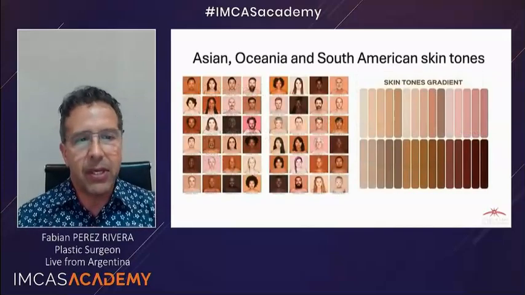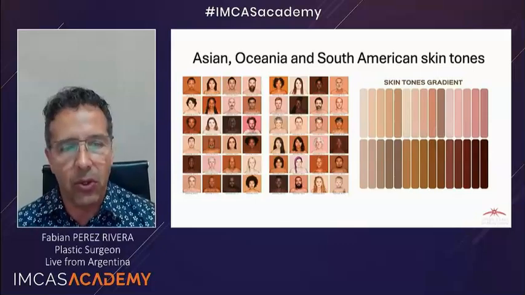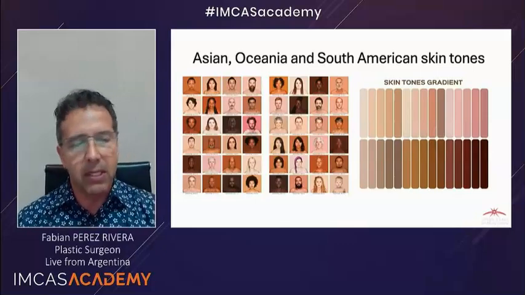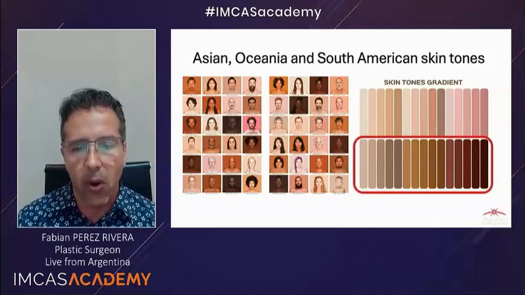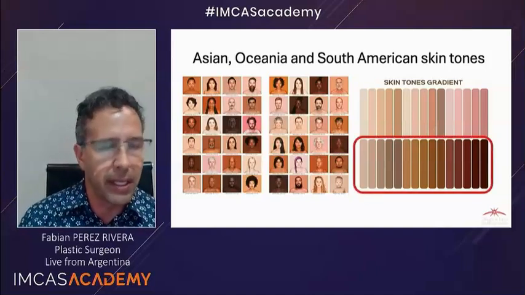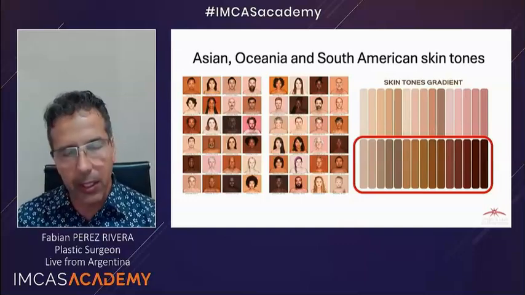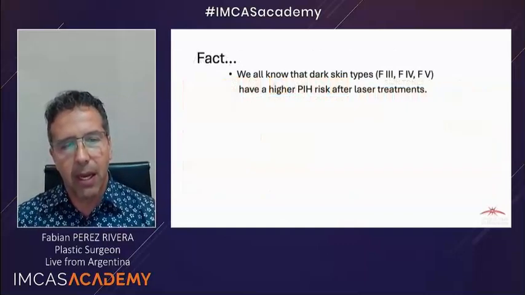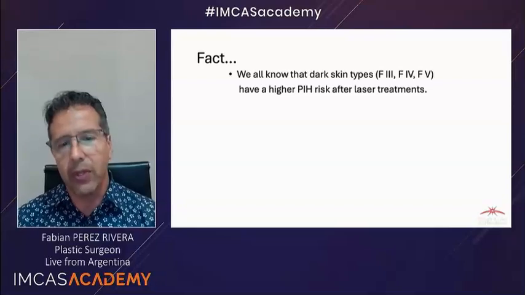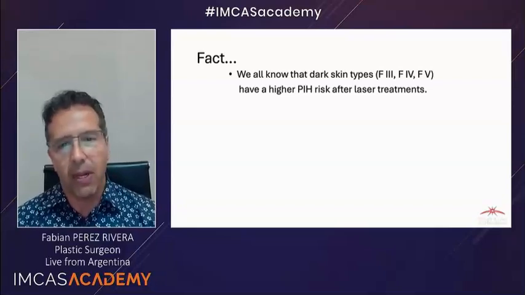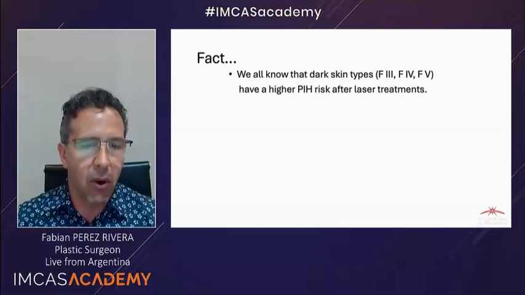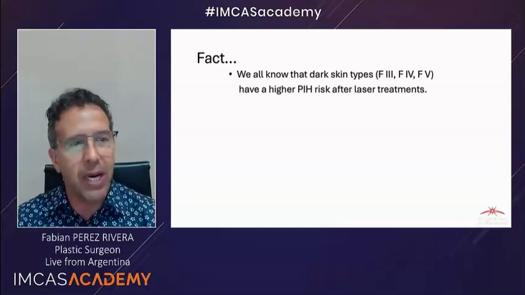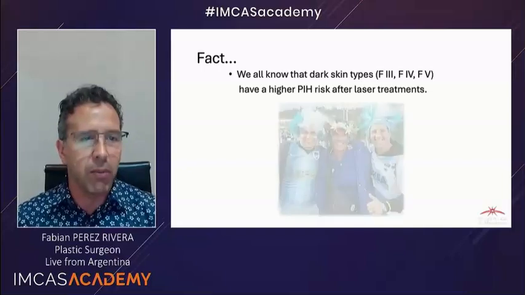As you know, Asian, Oceania, and South American skin tones are quite similar. This is all the tones in the world, but especially this one from below are the typical ones from our country and our continent. And for sure, you know too that dark skin types, Fitzpatrick 3, 4, or 5, have a high risk of developing PIH after any kind of treatment, especially laser treatment.